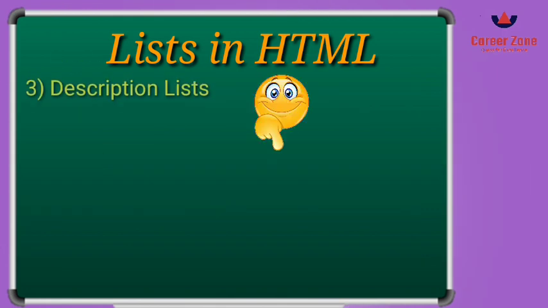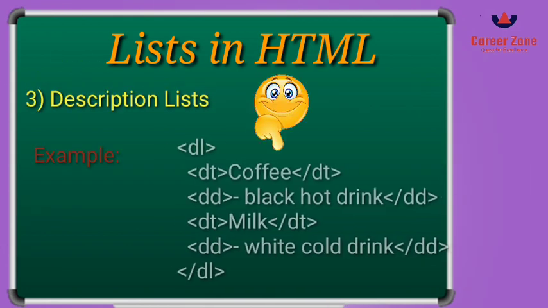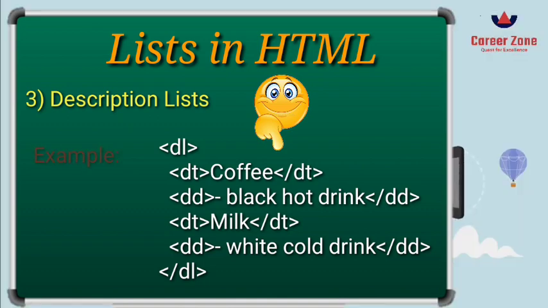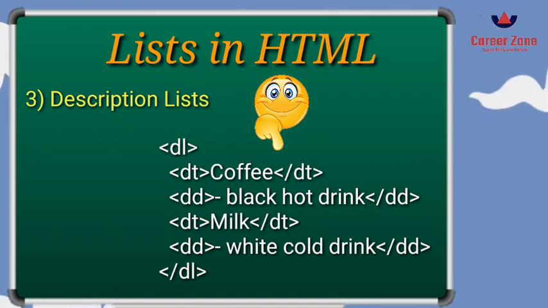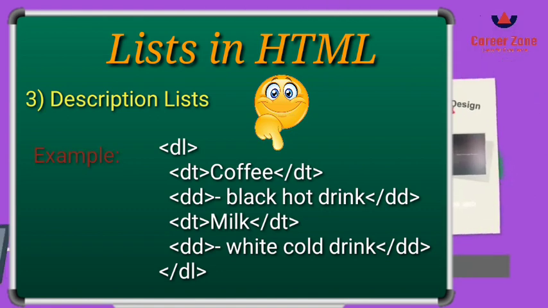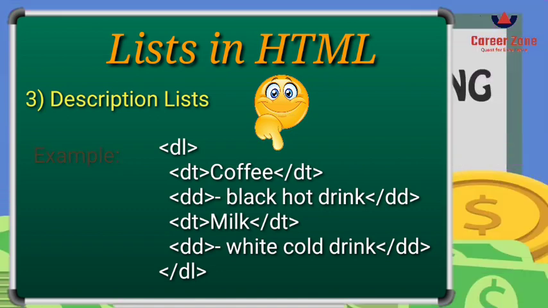See, I have opened the DL tag here, and then DT, under DT I have written the definition type as coffee, and under DD the description is written: black hot drink. Then I have written DT again, milk, with the description: white cold drink. Like this we have created it, and then I have closed the DL tag. So this is how we create a description list.